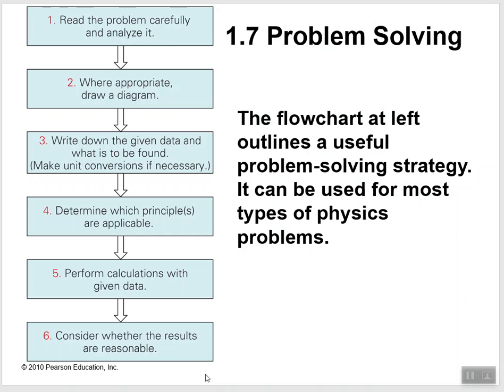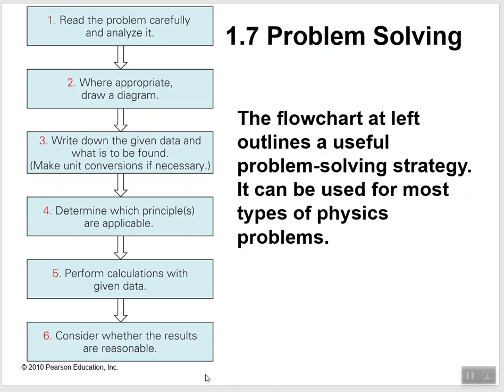Alright, we'll talk a little bit about problem solving. Things that we should do. Read the problem carefully and analyze it. Where appropriate, draw a diagram. We're going to talk about this a lot in physics. Draw a picture. Number 3, write down the given data and what is to be found. Make unit conversions if necessary. That's what we're commonly going to refer to as a list.